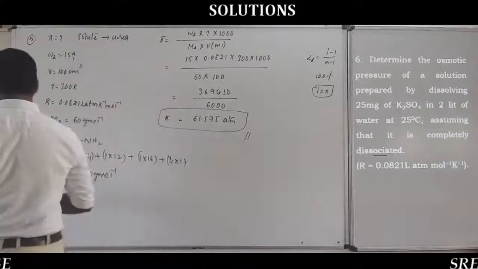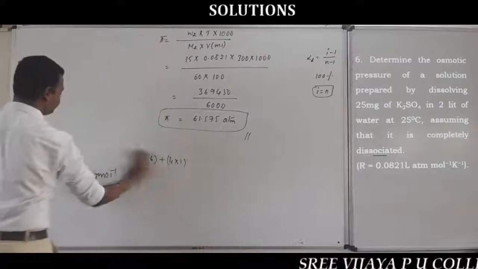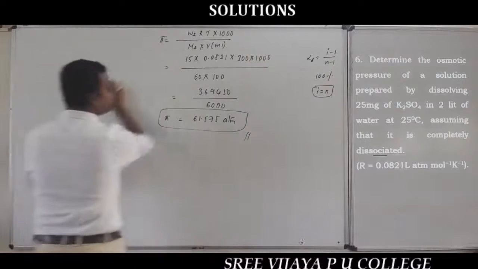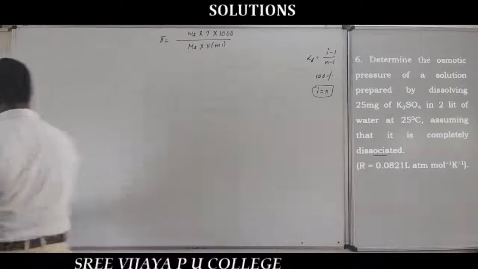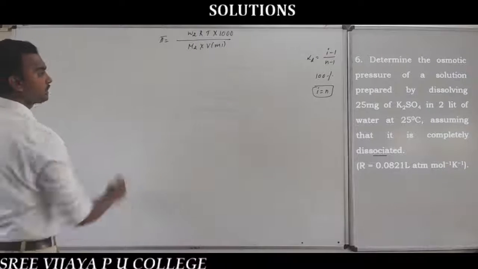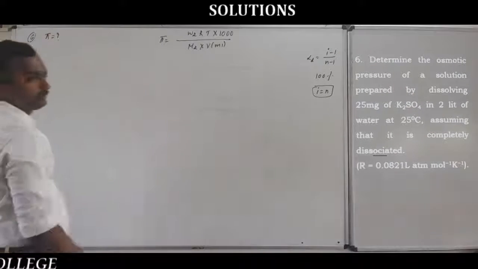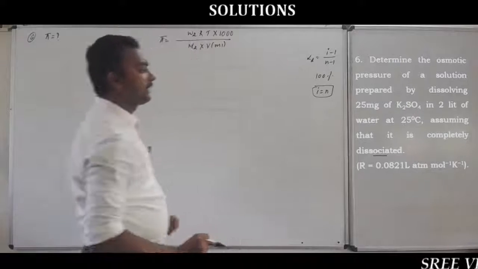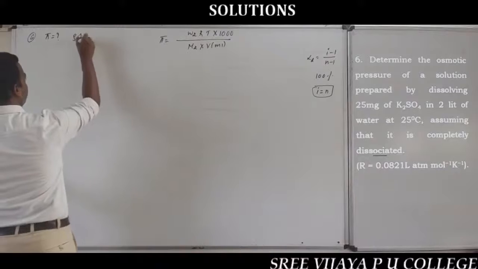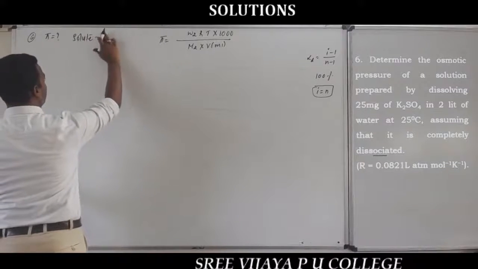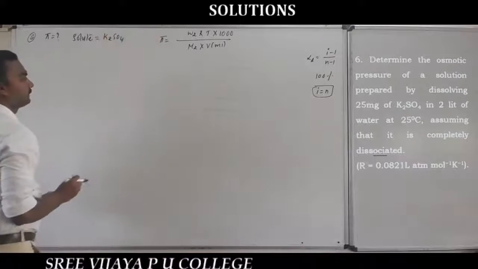So now collect the data. What you have to calculate first? Problem number 6: determine the osmotic pressure of the solution. You have to calculate pi. A solution prepared by dissolving 25 milligram of potassium sulfate. Here the solute is potassium sulfate, that is K2SO4.